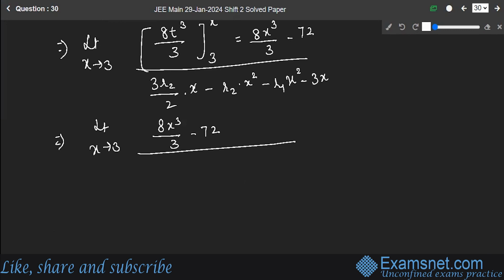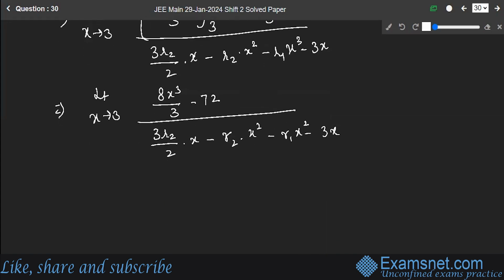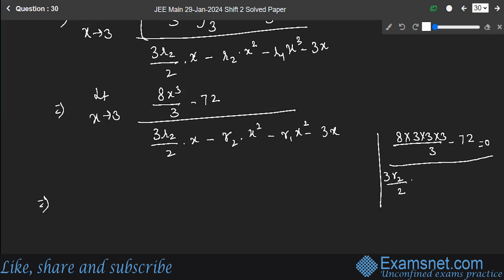Okay, so let's write it once again. So you have (3√2/2)x − √2 x square − √1 into x cube − 3x. Here it was x cube, not x square. Now if I put the limits here, this will be 8 into 3 into 3 into 3 upon 3 minus 72, which is 0, divided by 3 into √2 upon 2 into 3, that will be 9.